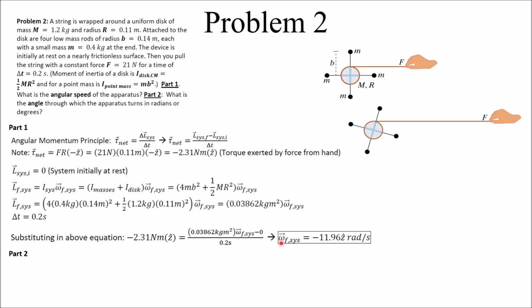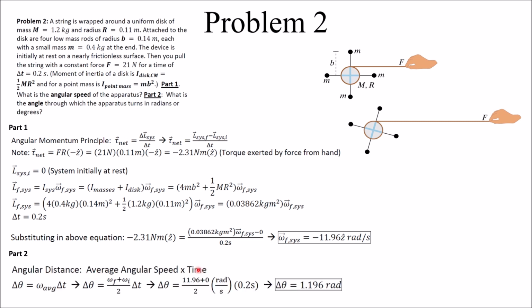So we can solve for the final angular velocity to be negative 11.96 radians per second. Now for part two, the angular distance is the average angular speed times the time. The average is the final plus initial over 2, so the final is 11.96 and the initial is 0, over 2. Multiplied by that time, we get an angular distance of 1.196 radians.